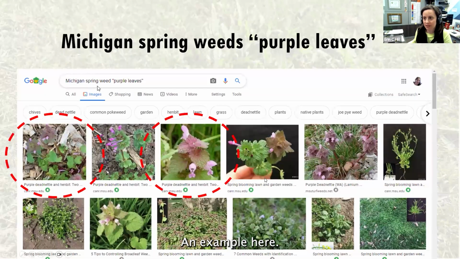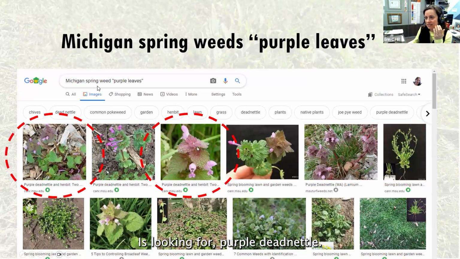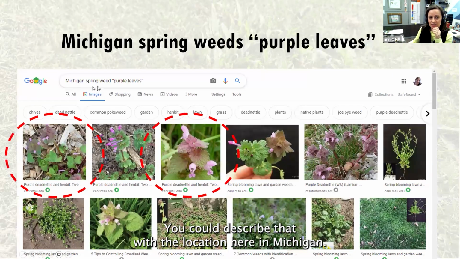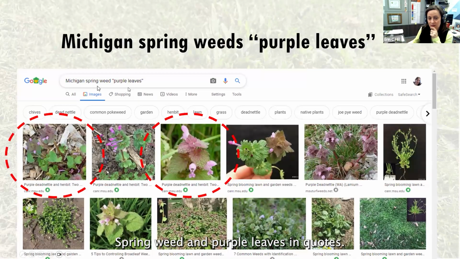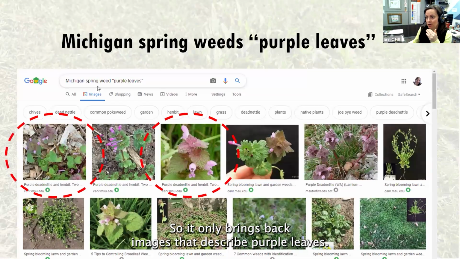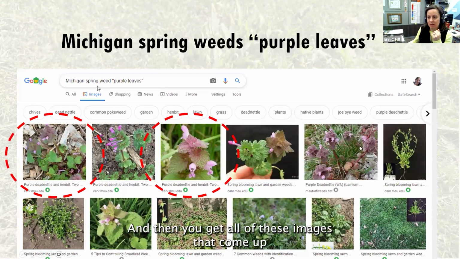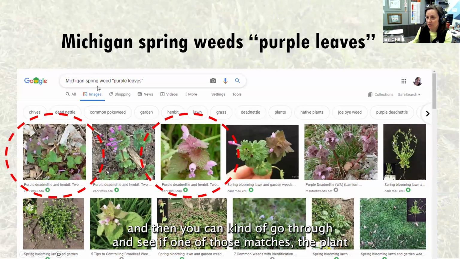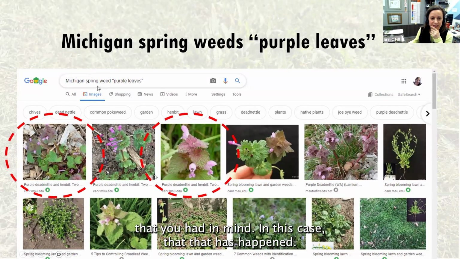An example here, I think I have one or two examples, is looking for purple dead nettle. You could describe that with the location here in Michigan, springweed, and put purple leaves in quotes. So it only brings back images that describe purple leaves. Then you get all of these images that come up, and you can go through and see if one of those matches the plant that you had in mind. In this case, that has happened. And so then you can follow up with those links to see what the name of the plant is.